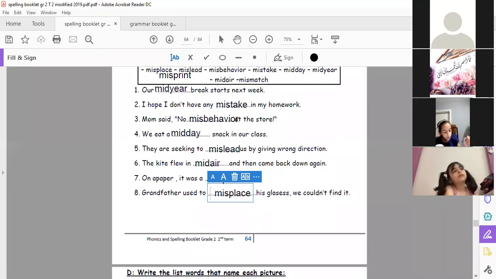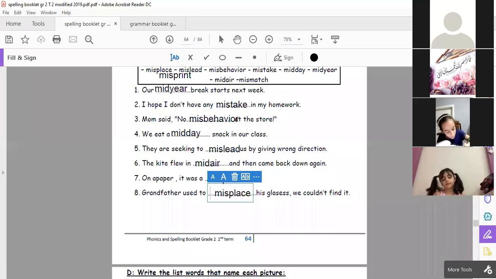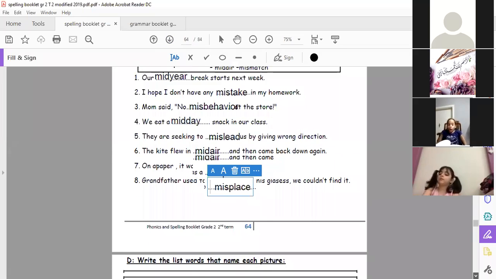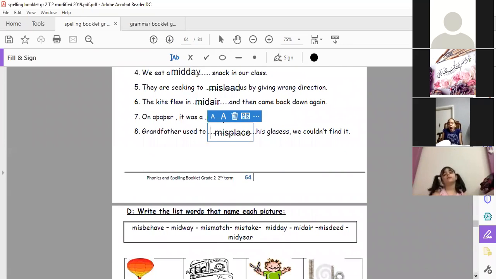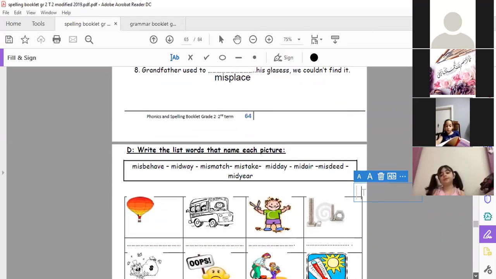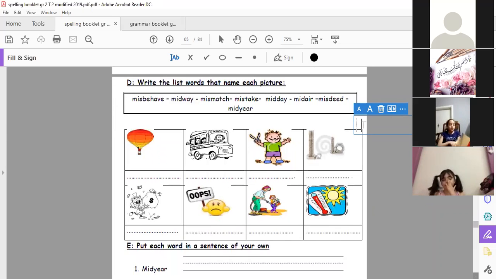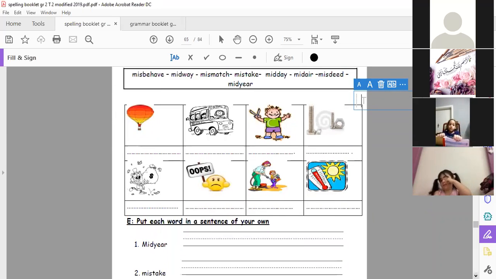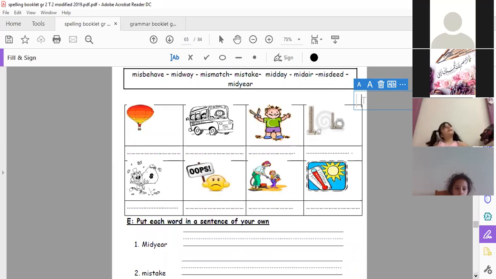Okay, let's go to the next page. Now we have the pictures. It's so easy, teacher. We will write the word under the picture. It's super easy. Yeah. Okay. What is the first picture? I have the words in the box.